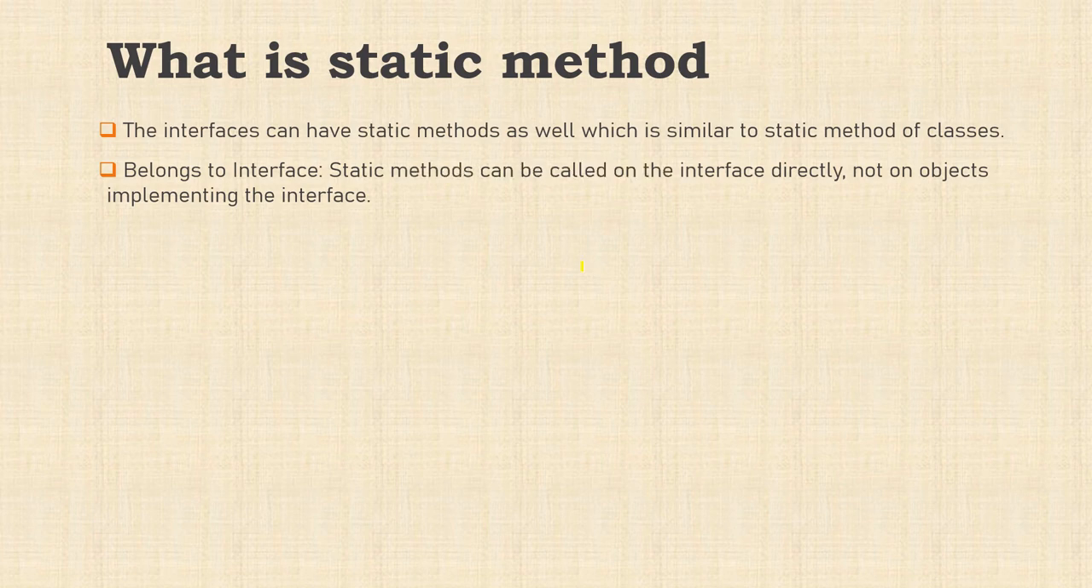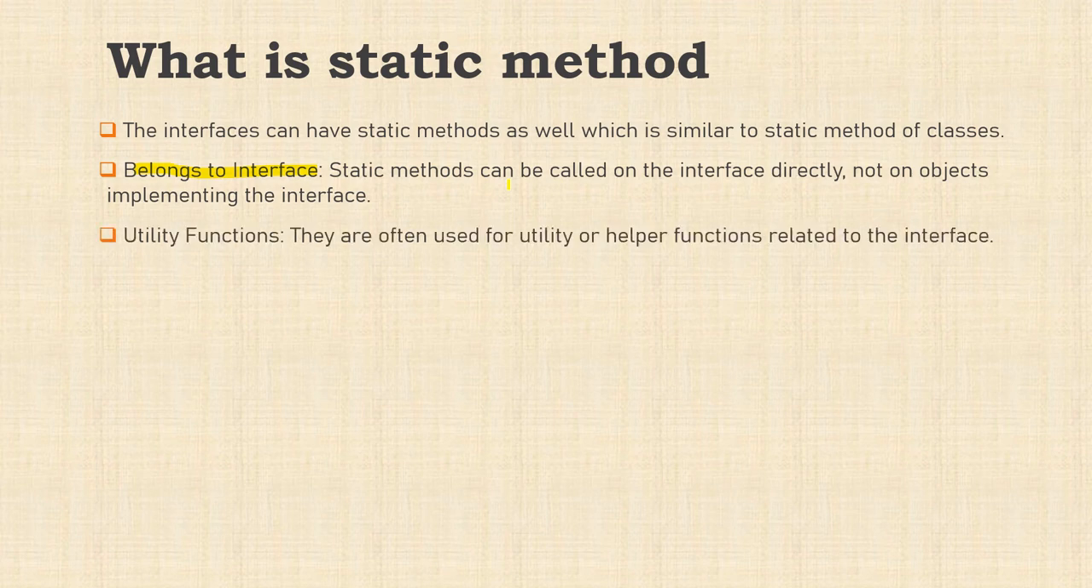Okay, so it belongs to the interface. Static methods can be called on the interface directly, not on an object of an implementation class implementing the interface. So no need to create the object for that implementation class. Directly you can call it with the interface name dot static method name. Okay, so this is the way to call the static method.